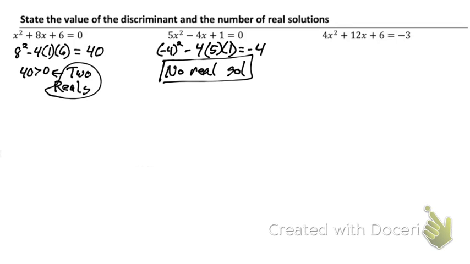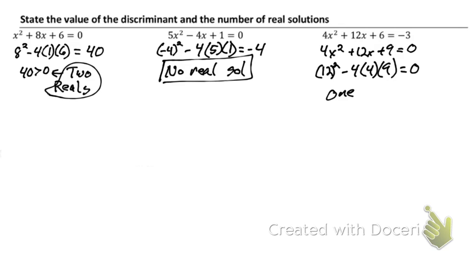Guess what the last one's going to have? 0. Okay. First, we have to make sure it's equal to 0. So we need to have 4x squared plus 12x plus 9 equals 0. Then we're going to have b squared, which is 12 squared, minus 4 times 4 times 9. That would equal 144 minus 144. So that would equal 0. We have 1 real solution.